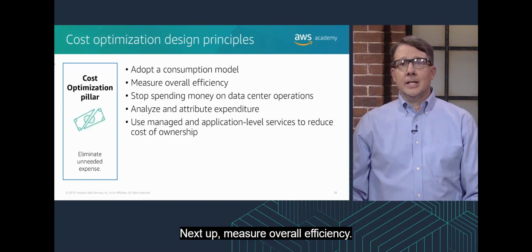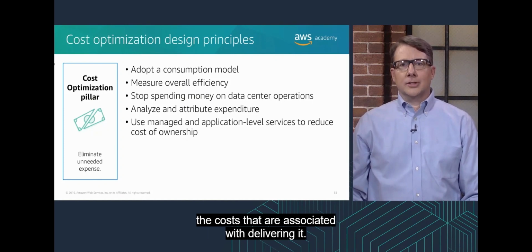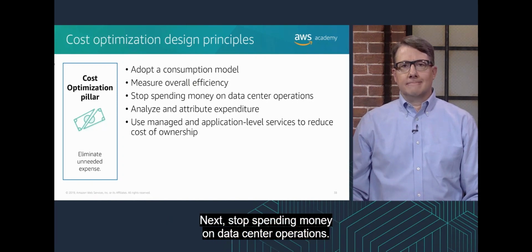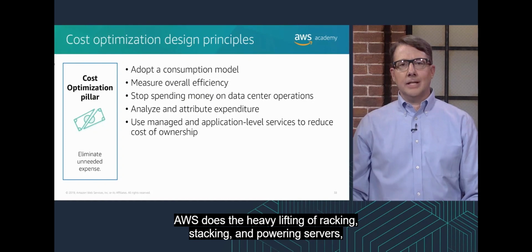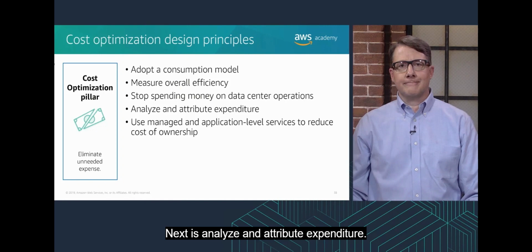Next up, measure overall efficiency. Here, you measure the business output of the workload and the costs that are associated with delivering it. Use this measure to know the gains that you are making from increasing output and reducing costs. Next, stop spending money on data center operations. AWS does the heavy lifting of racking, stacking, and powering servers, which means that you can focus on your customers and business projects instead of the IT structure.